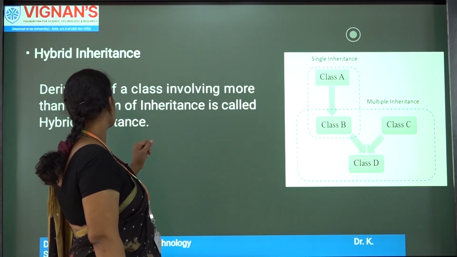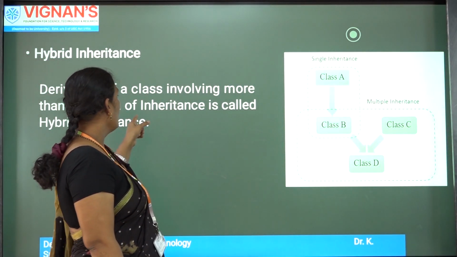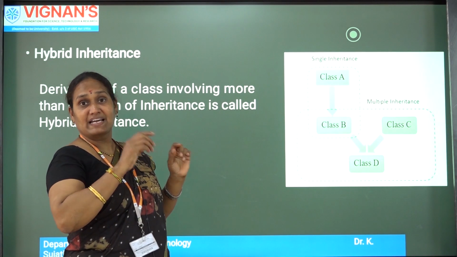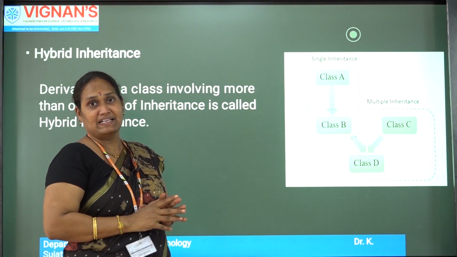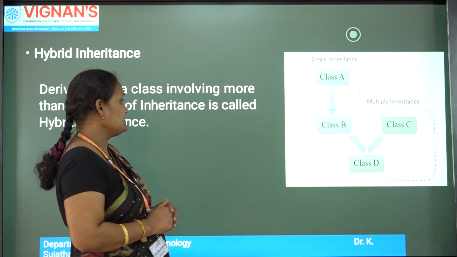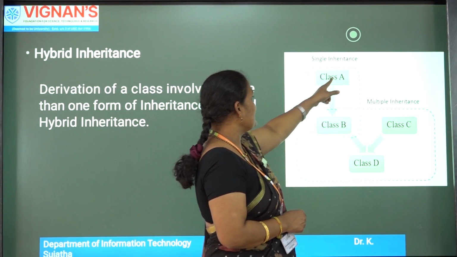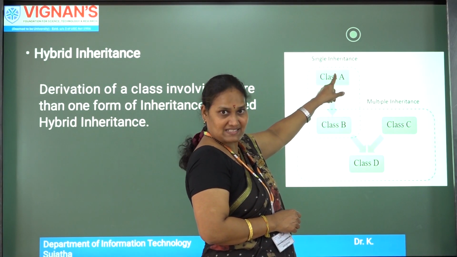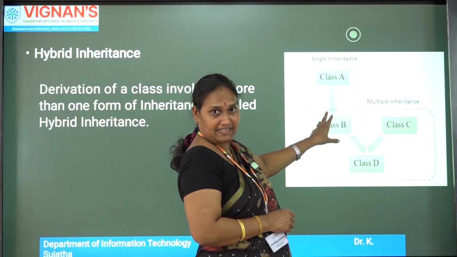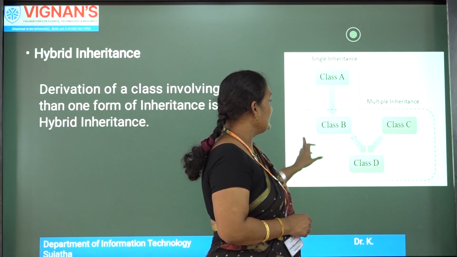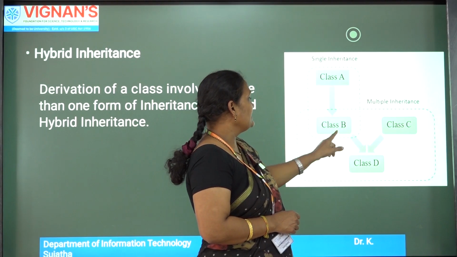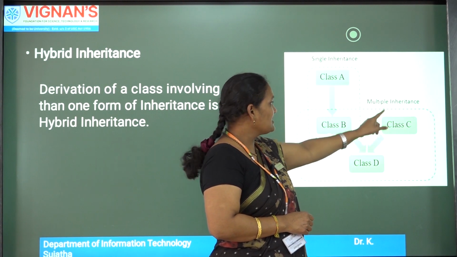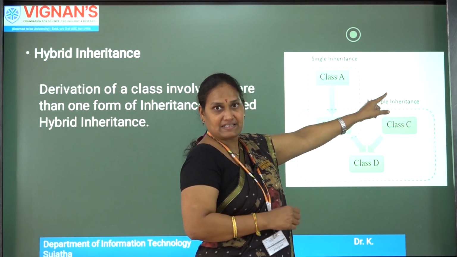Hybrid inheritance means derivation of a class involving more than one form of inheritance. Here that contains more than one form of inheritance. Such type of inheritance is to be called hybrid inheritance. Here you can see the example. If I consider just these two classes, class B is inherited from class A, which represents a single inheritance. Now if you see all these classes, class D is inherited from class B as well as class C, which represents a multiple inheritance that I will discuss later.